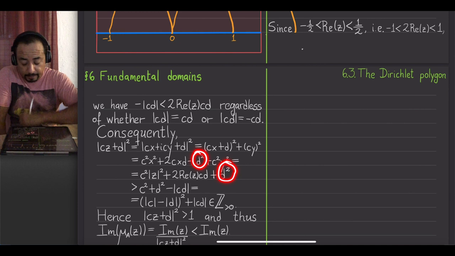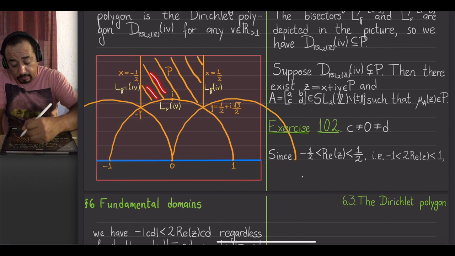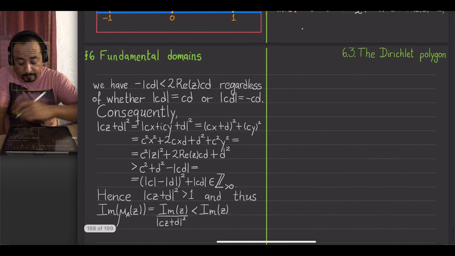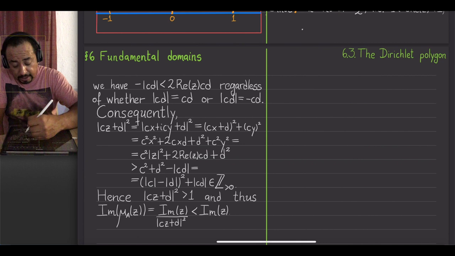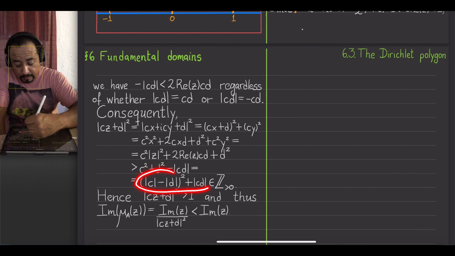Now, I took Z in P. So the norm of Z is greater than one. So this is strictly greater than C squared. On the one hand, and on the other hand, applying this inequality, I see that this is strictly greater than minus absolute value of CD. And this number I keep. This can be rewritten this way. So then that's obvious.